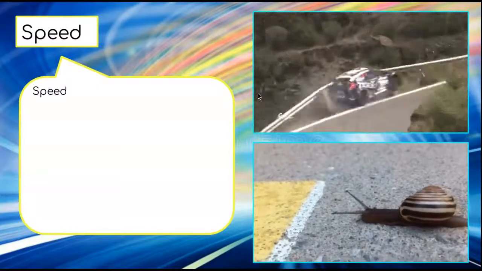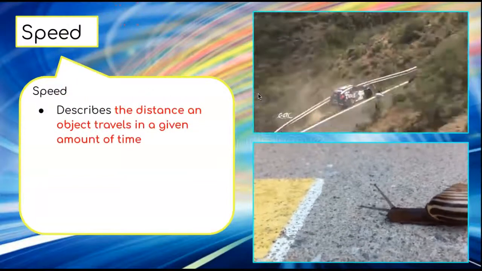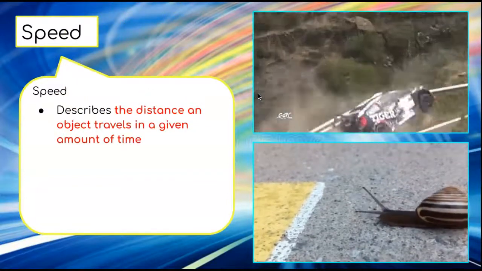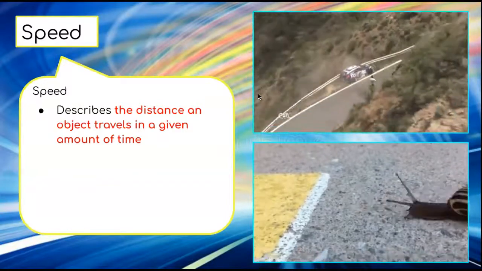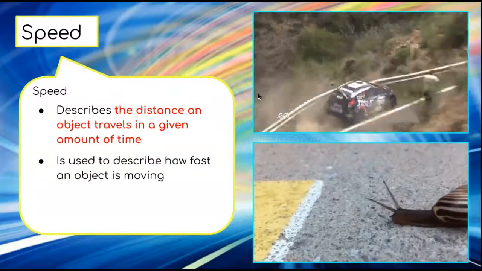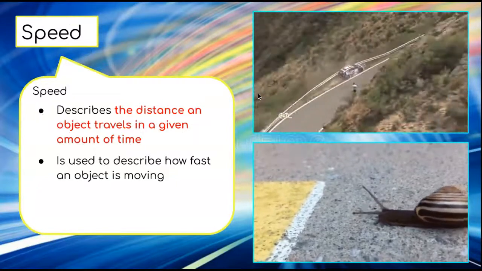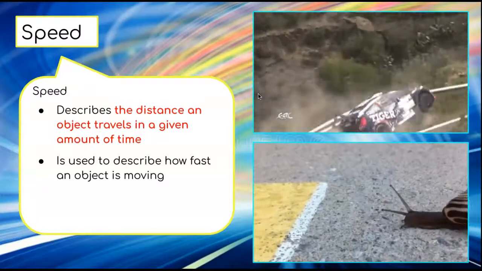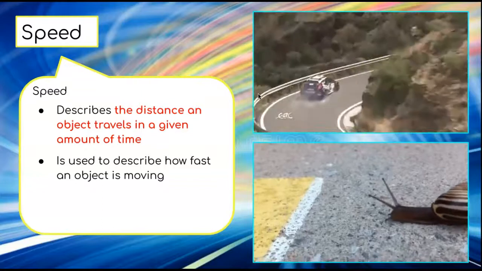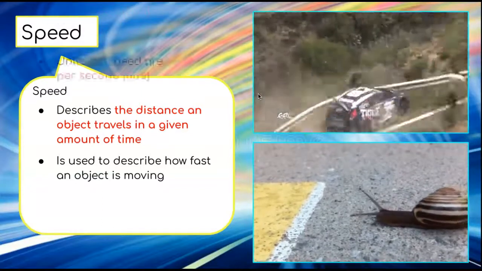So when we say speed, specifically in the context of physics, we are describing the distance that an object travels in a certain amount of time. We use speed when talking about motion and in physics to describe how fast an object is moving. This is why you were able to look at the car and the snail and say that car is certainly moving at a greater speed or is traveling faster.